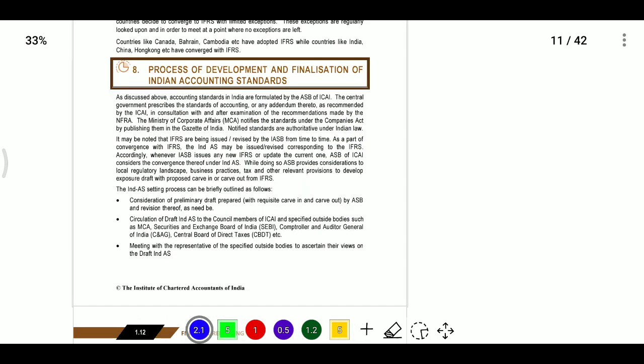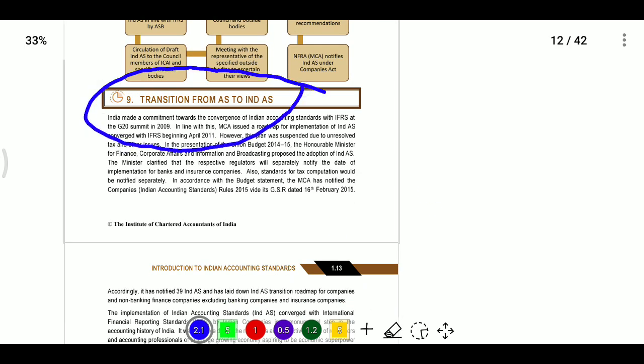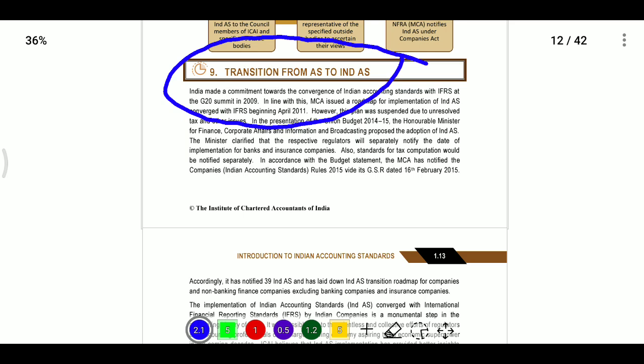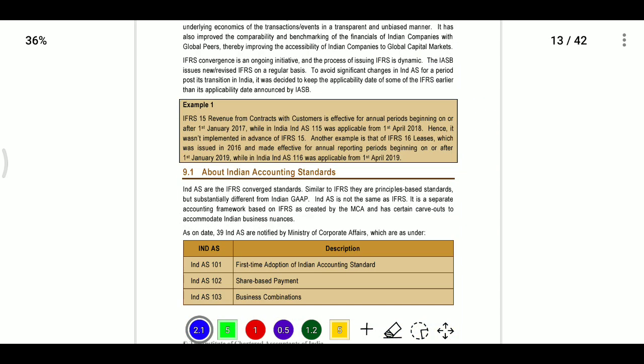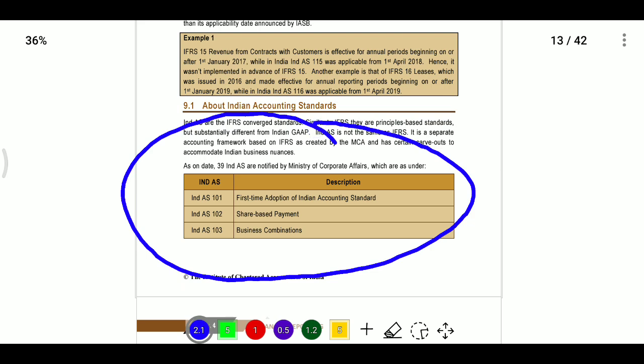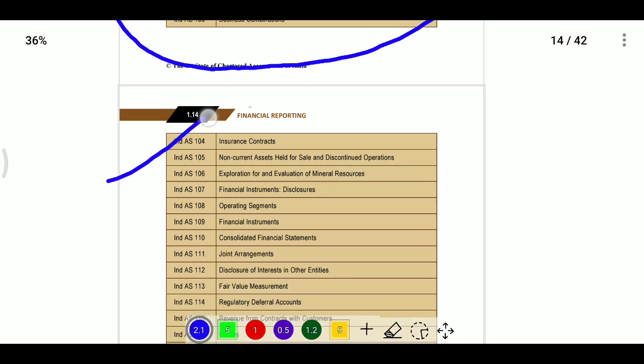Now from when do we start this Ind AS? We should know the applicability of Ind AS, the transition from AS to Ind AS. From which date it will start, with effect from which date it will come into picture. Here the dates may differ. This is the list of accounting standards: as on date, 39 Ind AS are notified on the MCA portal. The first one is Ind AS 101, first-time adoption of Ind AS, 102 is share-based payment, 103 is business combinations, 104 is insurance contracts.